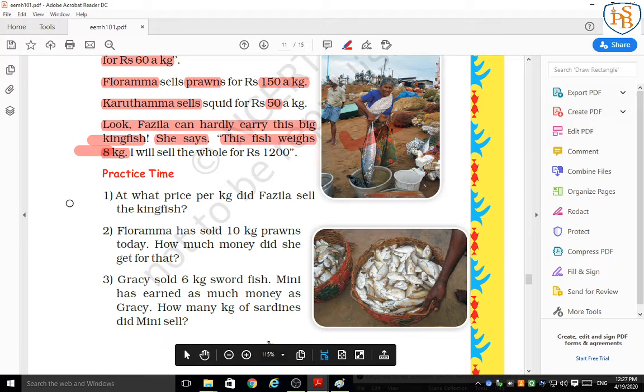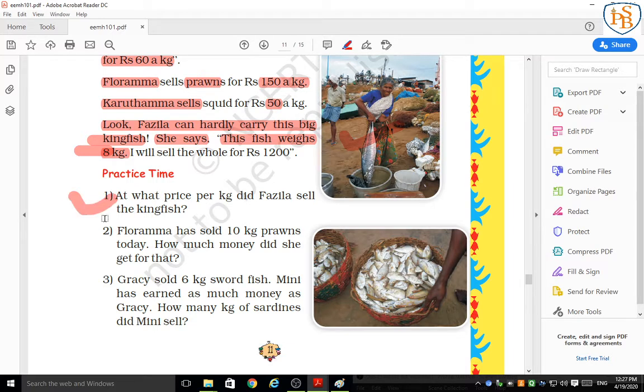Okay. Next. Now here we have some questions that you have to solve, students, in your notebook. Afterwards I will check. So you should solve. Now practice time. The first question is, at what price per kg did Fazila sell the kingfish?